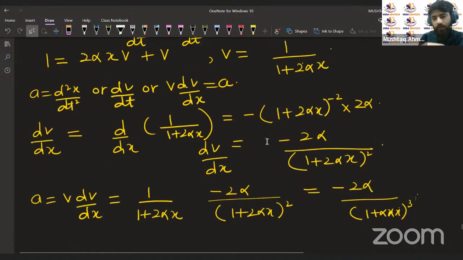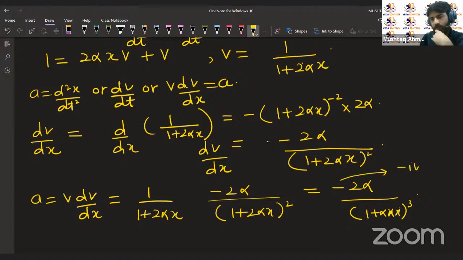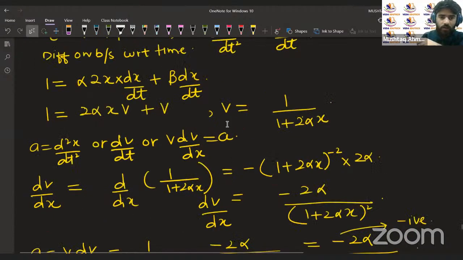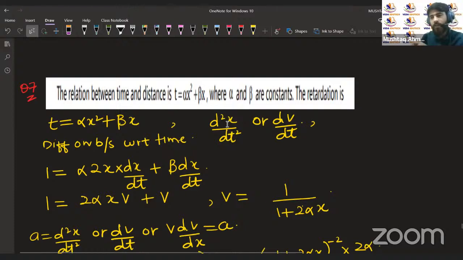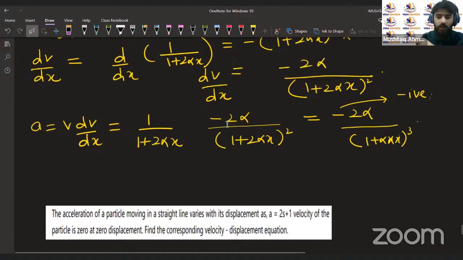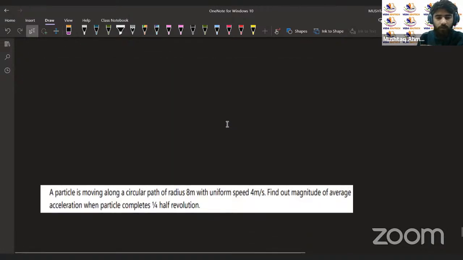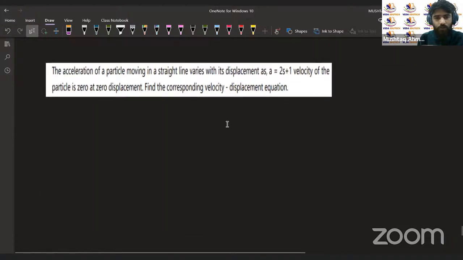So this will be the value of the acceleration or the retardation. We can see that the acceleration here is negative, it's a negative acceleration, or we can say that it's a retardation in this case. So this is how we can calculate the acceleration. Through different means, we can calculate the acceleration by taking the double derivative of x with respect to time, or we can also calculate using dv over dt, or we can also use v dv over dx, right? So let's try to solve this last problem.